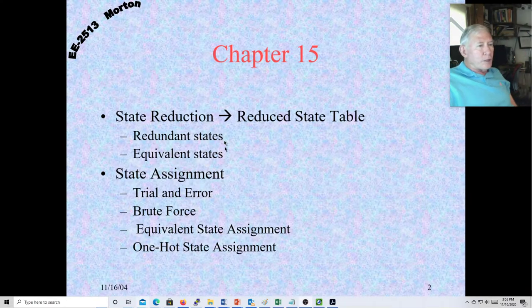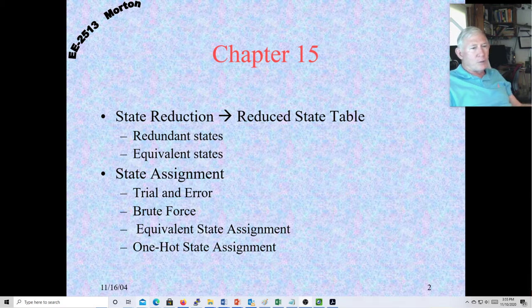So we're going to look at this state assignment. We'll look at equivalent state assignments for three and four. We'll look at one hot state assignments. And the only way you can really do this brute force thing is where you have three or four states and you can try all three of them.